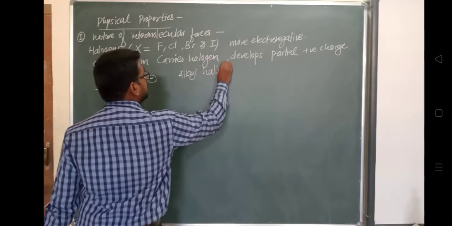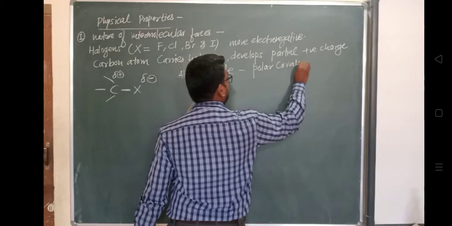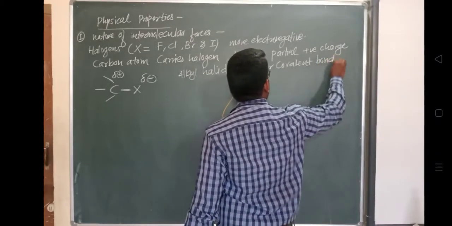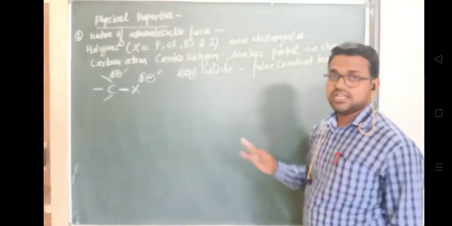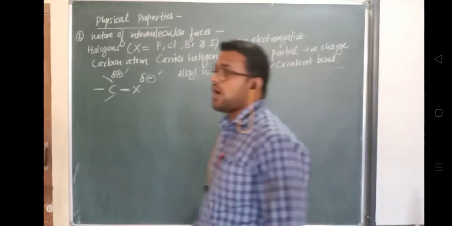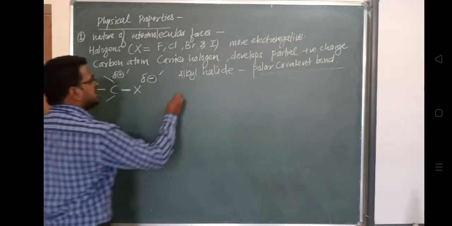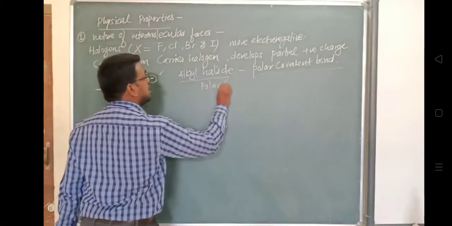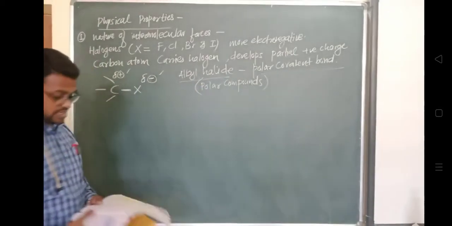Which bond will be present in alkyl halide? It will be a polar covalent bond, due to this partial negative and partial positive charge. These alkyl halides are moderately polar compounds because they have polarity. So in this way they will be polar compounds.